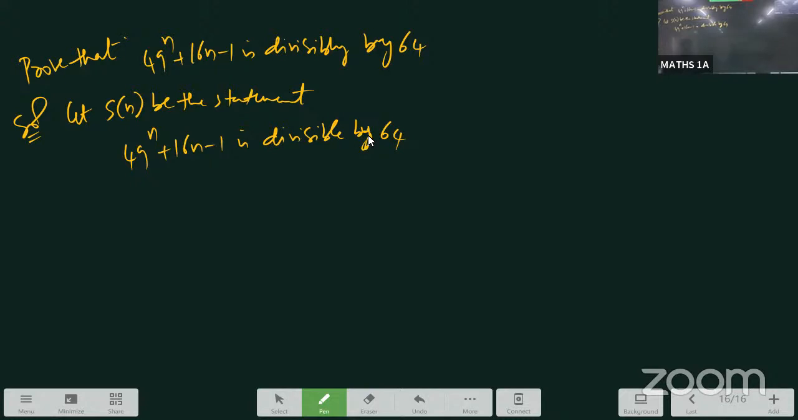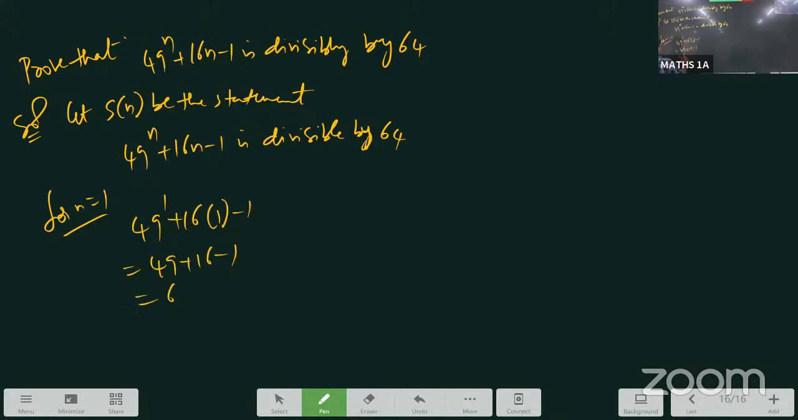Now let us check for n equal to 1. 49 power 1 plus 16 into 1 minus 1, that is 49 plus 16 minus 1, 65 minus 1, which is 64. When I substituted 1 in 49 power n plus 16n minus 1, instead of n you put 1, so you get 65 minus 1. It's nothing but 64, right?